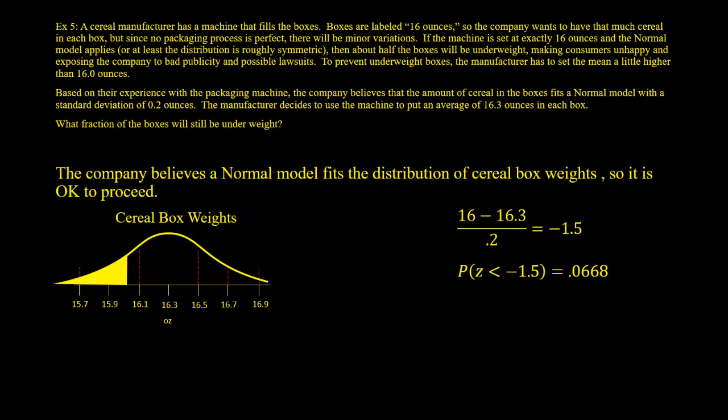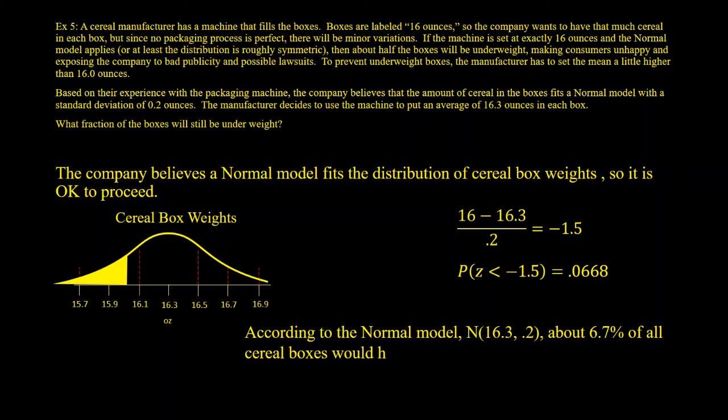So when I write out my conclusion here, I'm going to write it in that form. According to the normal model, N(16.3, 0.2), about 6.7% of all cereal boxes would have weights below 16.0 ounces. So working for that company, you have to decide, is that significant? Is that too much? Are we going to get sued?